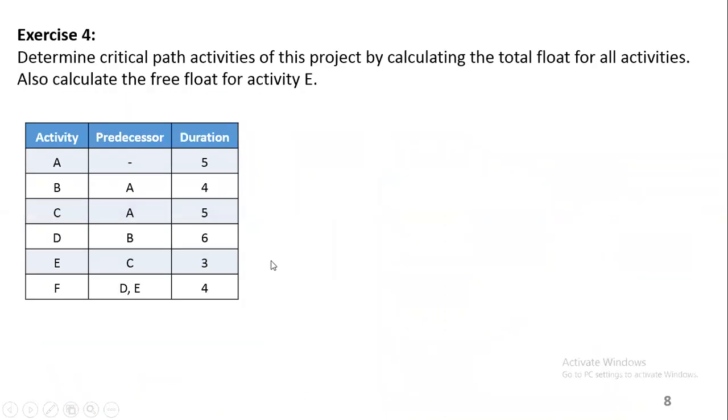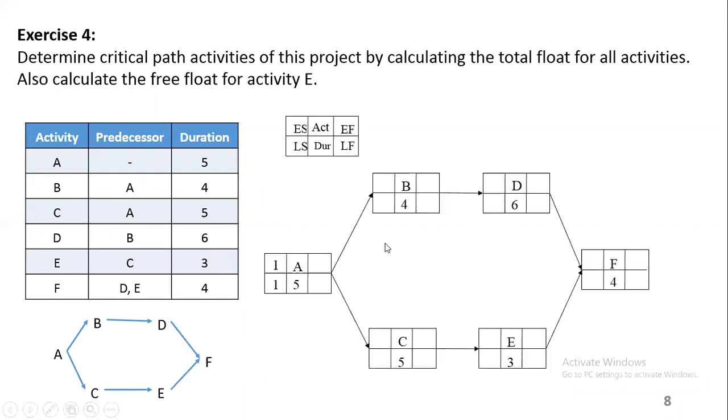Okay, another activity, it's the same question. Let's sketch the network diagram quickly. Start off with A. A goes to B and C. From B it goes to D. From C it goes to E. Then F has D and E. Okay, and then we'll map it out using that.